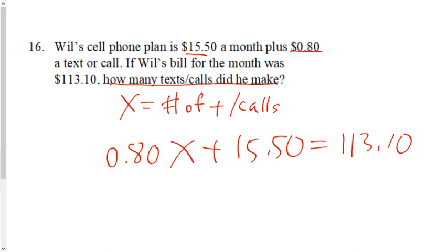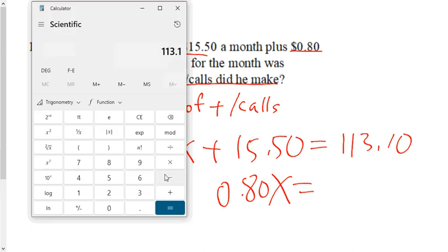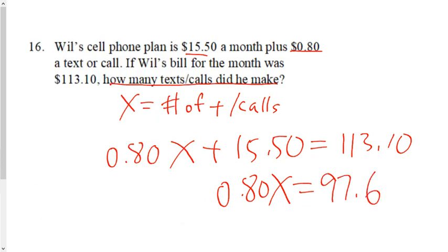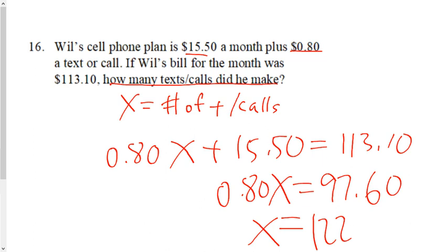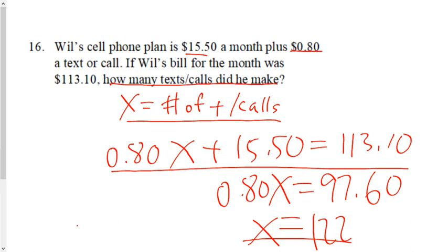Subtract your constant of $15.50 from both sides, and $113.10 take away $15.50 is $97.60. Divide both sides by the coefficient of 80 cents a call, and x equals 122. So, define your variable, write your equation, solve the equation. Therefore, the number of texts or calls was 122.